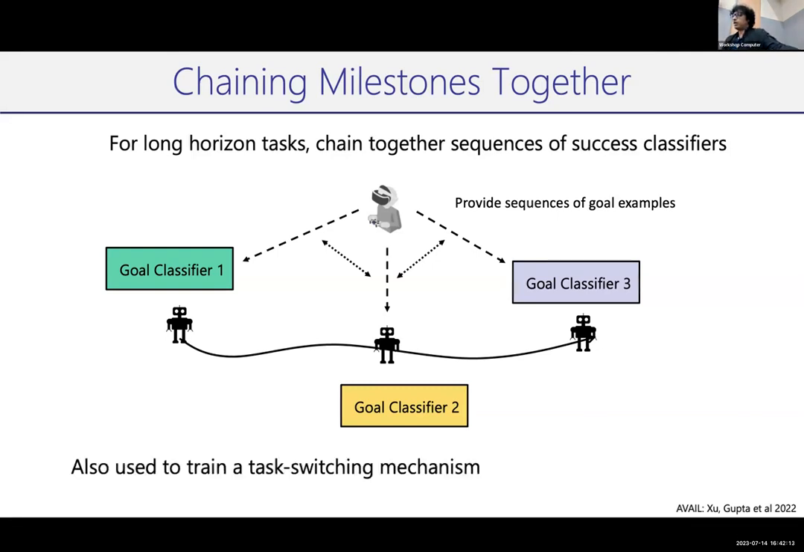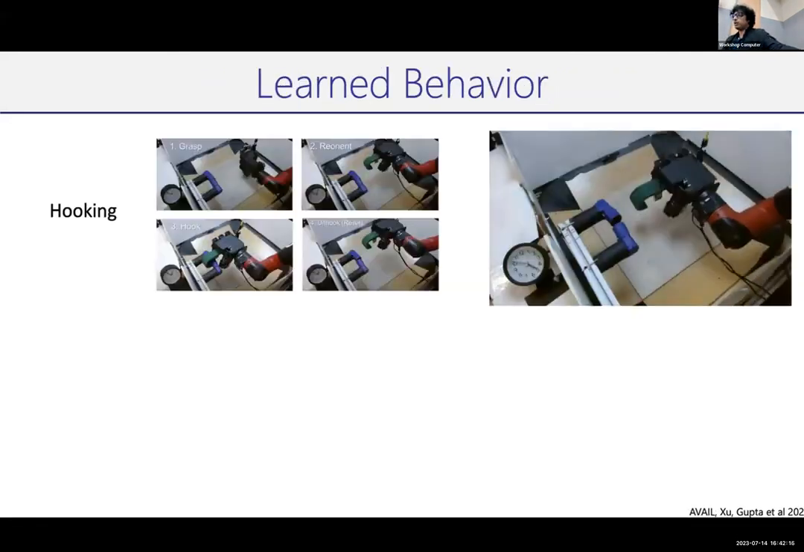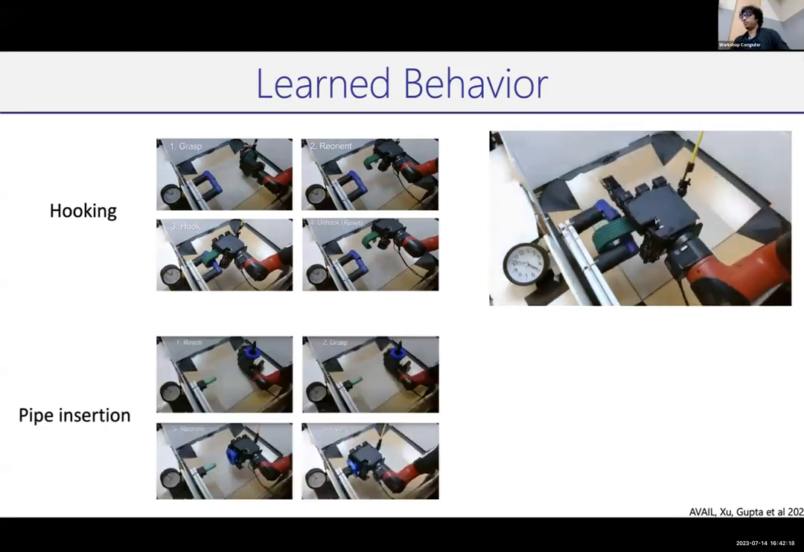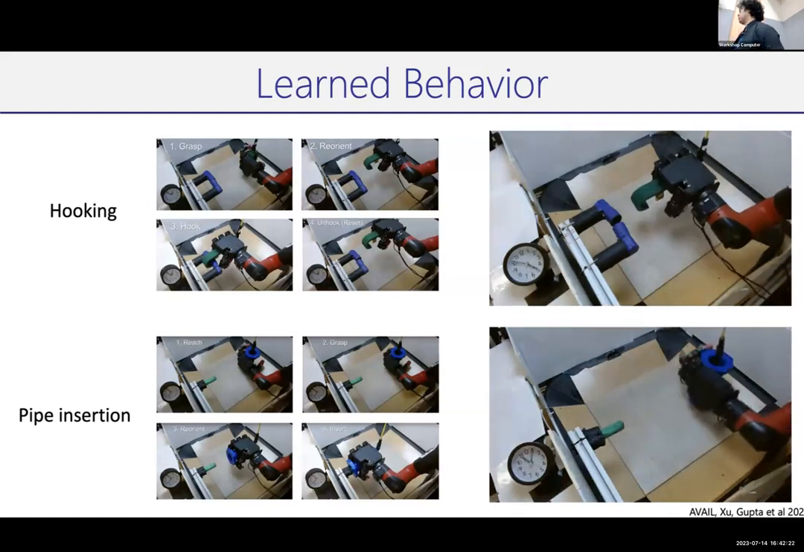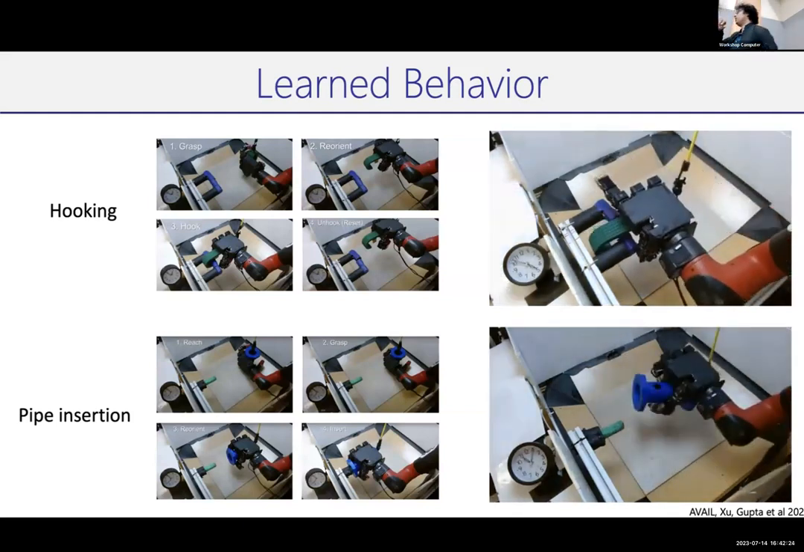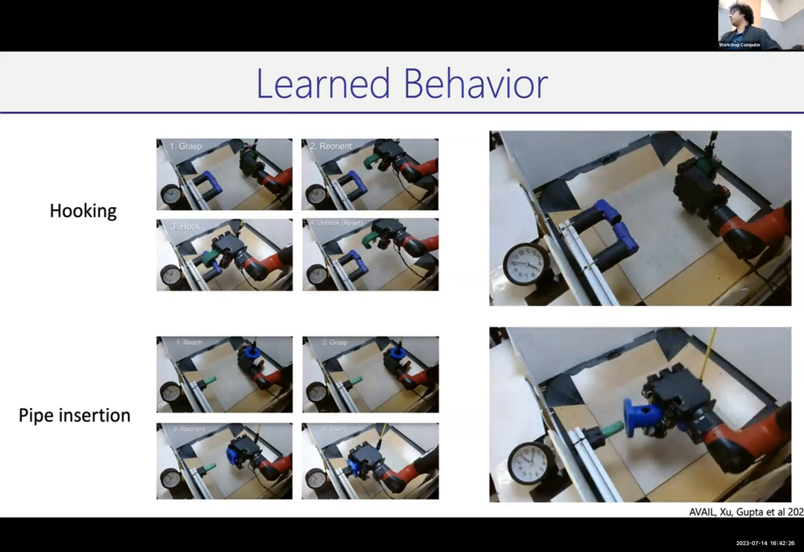Right, and so the point here is that we can get behavior that looks like this. You get multi-step behavior that looks like grasping a hook and hooking it in a particular position or inserting a pipe, but you don't need any of the state estimation or the instrumentation for that.